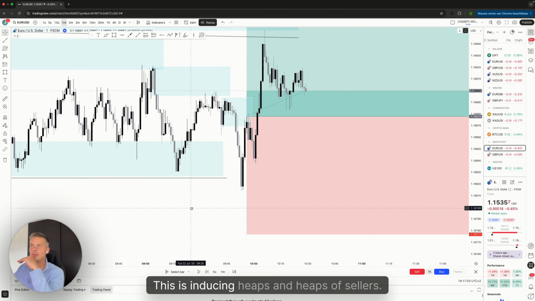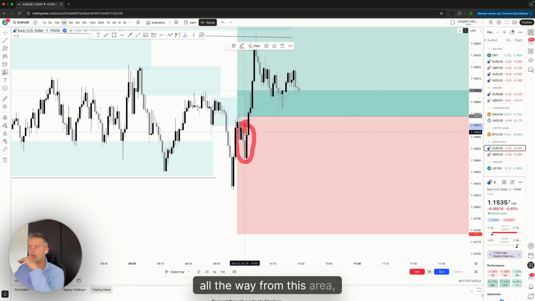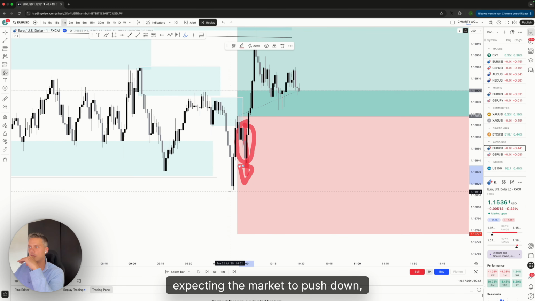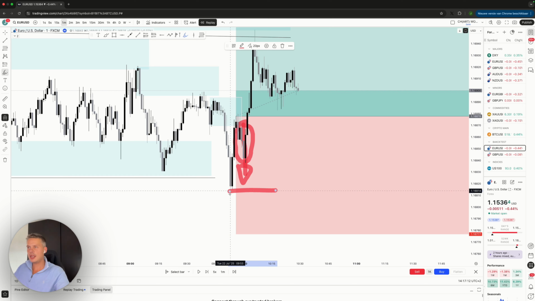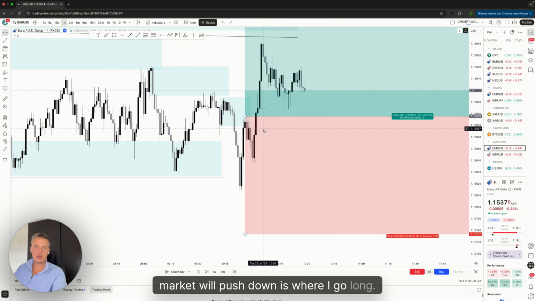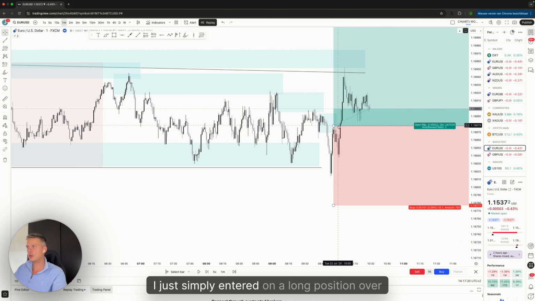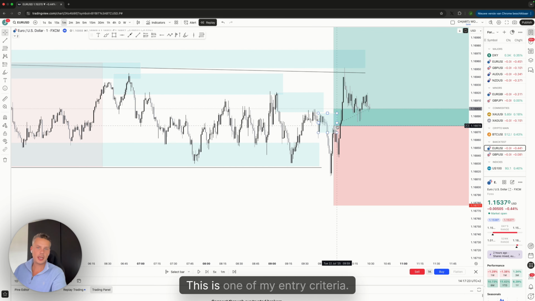This is inducing heaps and heaps of sellers, right? Sellers are coming in all the way from this area, expecting the market to push down, create what? A new low. And the moment when everyone thinks that the market will push down is where I go long. And that's what I did. I just simply entered on a long position over here. This is one of my entry criteria.